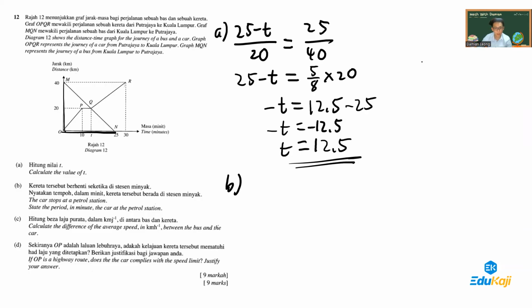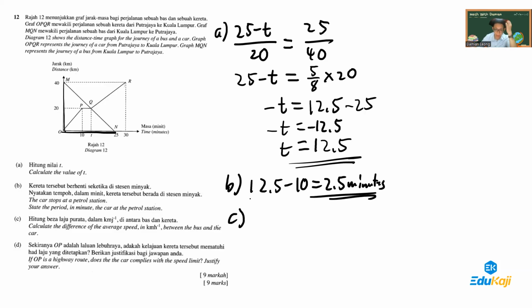Part B, state the period in minutes the car is at petrol station. So let's see. OPQR is the car. This one is the car. So stop for petrol station means should be this part. So the period where it stops means basically the 12.5 minus 10. So it's 2.5 minutes.